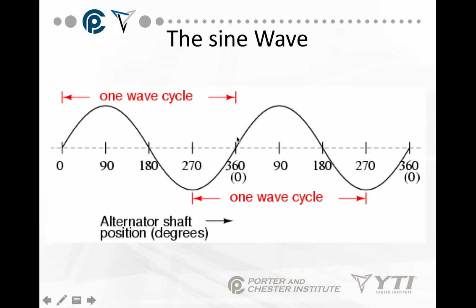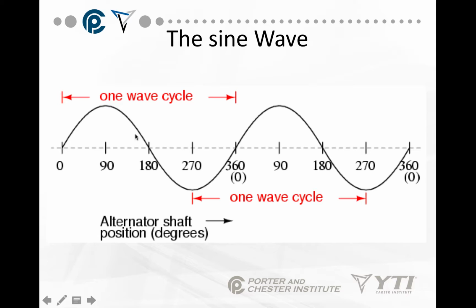Now what's really important to remember is that one wave cycle is basically 360 degrees. We go from 0 degrees to 90 degrees. Then we add another 90, that comes back to 180. Then we go to 270, and then we come back to 360. So one sine wave is 360 degrees. However, one wave cycle is from a negative back to a positive, back to a negative. So that's one wave cycle.